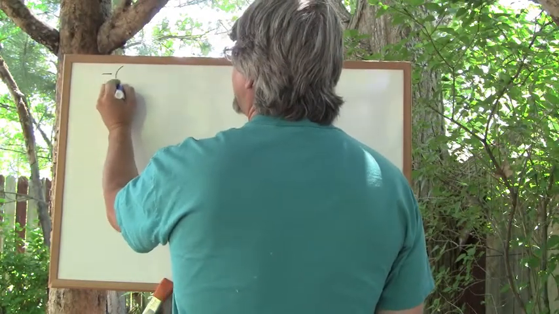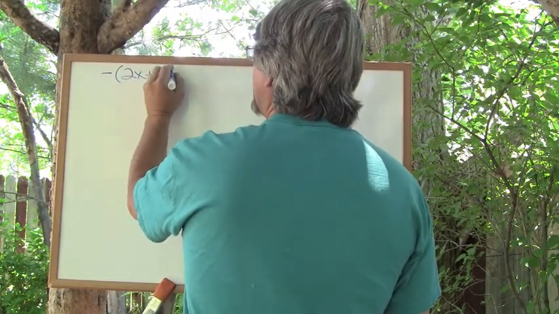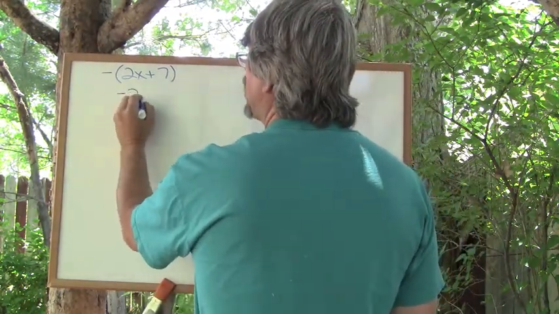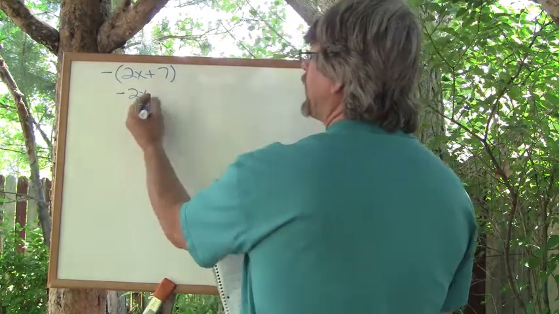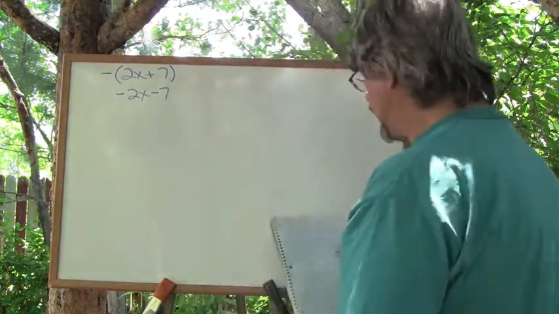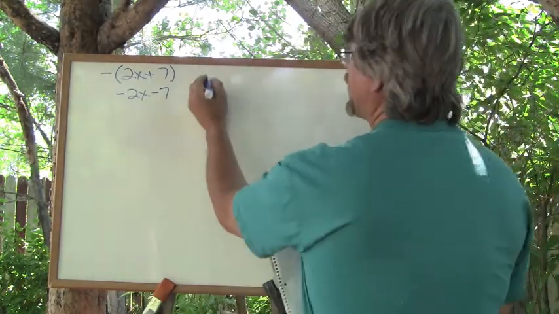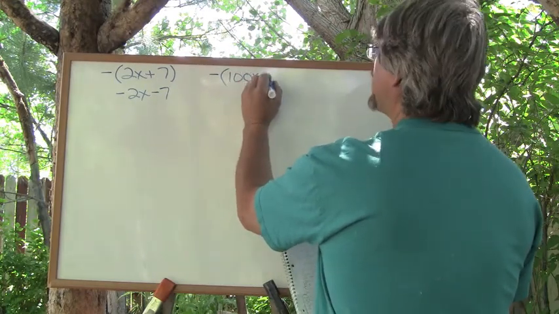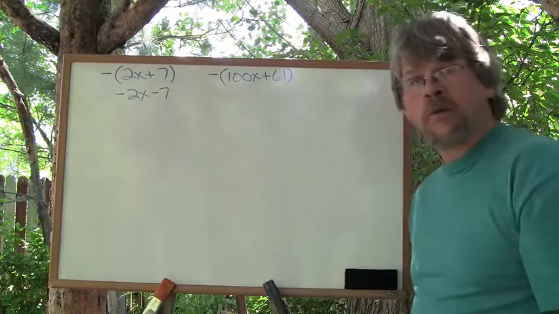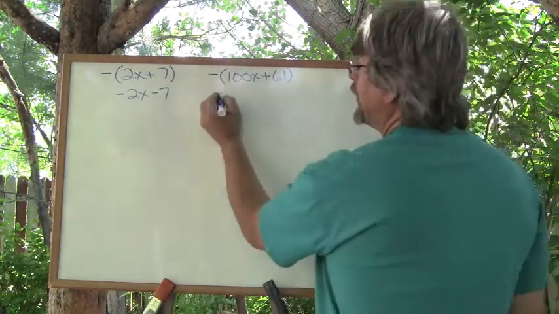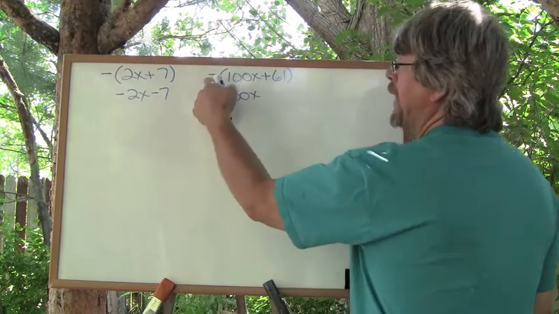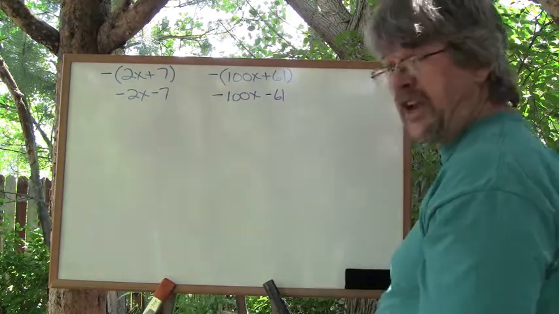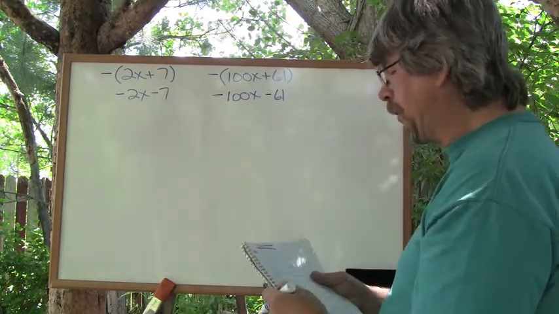Let's say we have a negative 2x plus 7. A negative times a positive is a negative 2x. A negative times a positive 7 is a negative 7. You see how that negative works? Let's say we have a negative 100x plus 61. We distribute the negative in. That's going to be a negative 100x. Negative times a positive is negative 61. It changes the signs in those parentheses.